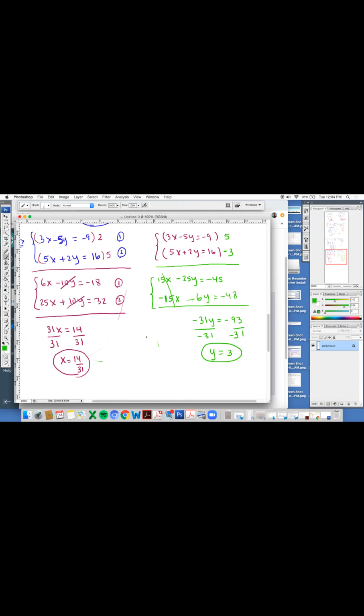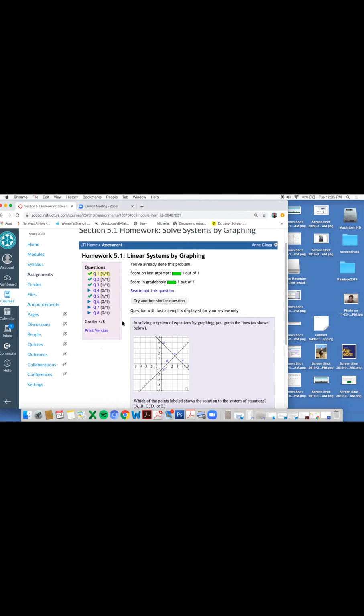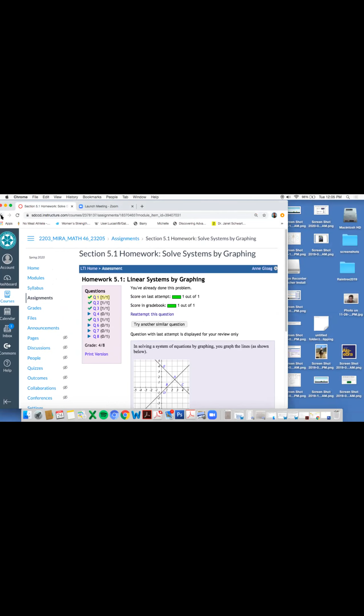So I'm going to stop here. I know the last problem was a bit of a mess because I got knocked off and interrupted. But let me go back to Canvas.